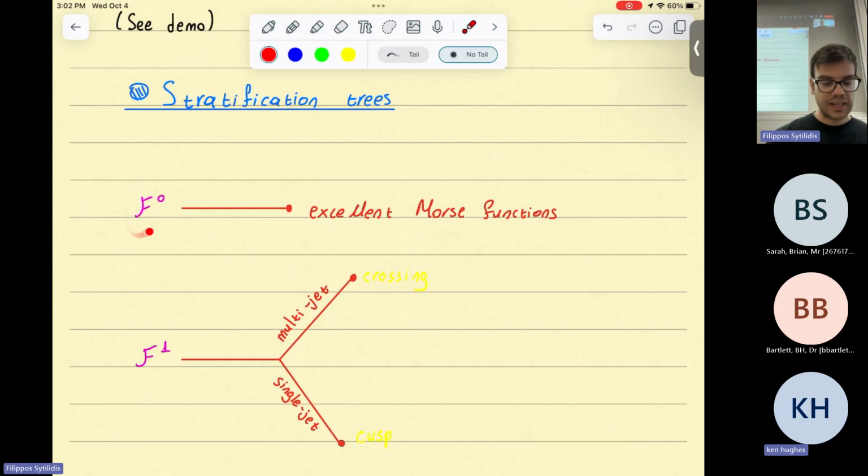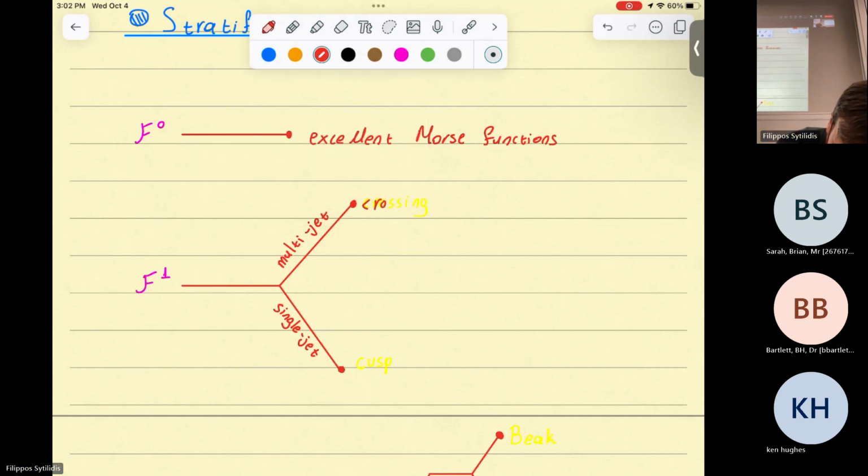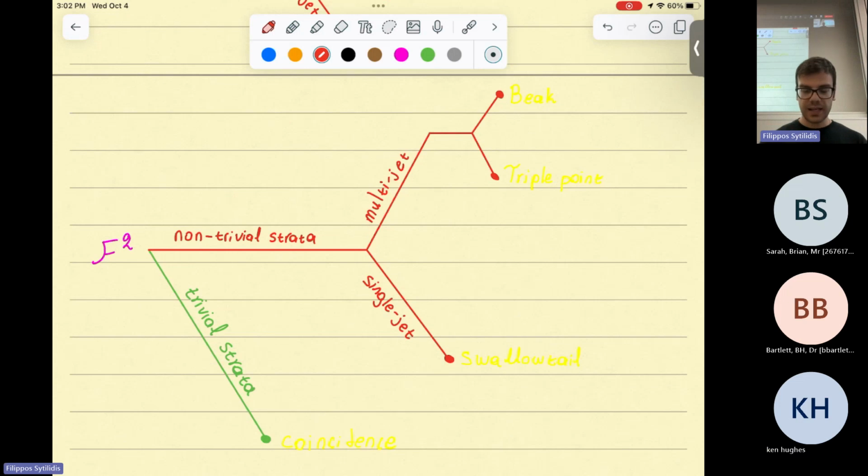We've defined so far the codimension 0 stratum F0, which is the stratum of excellent Morse functions. We defined F1, which has codimension 1 strata, and it has 2 types. There is one type that we get from multi-jet considerations, and this is the crossing. And then there is a second type which we get from single jet considerations, and it's the cusp. And then F2 would look something like that.